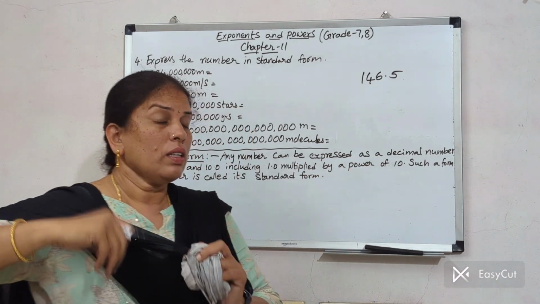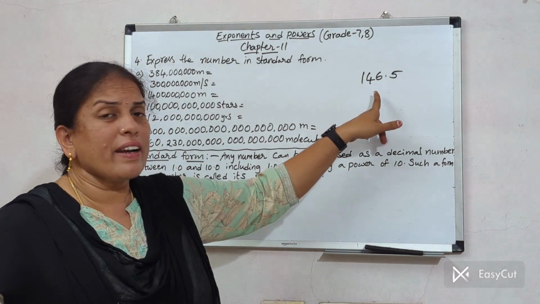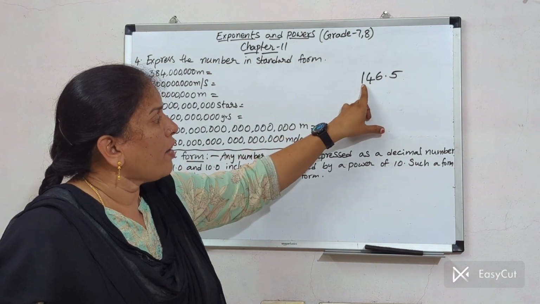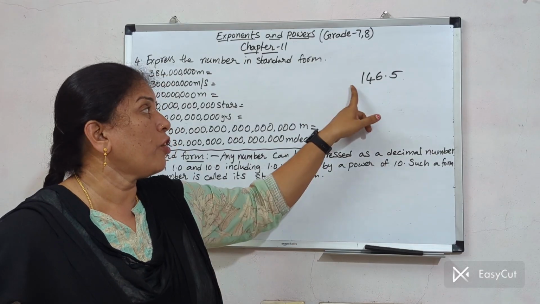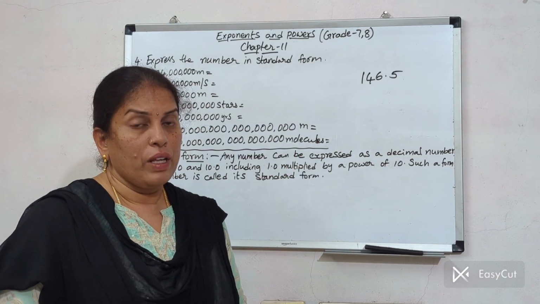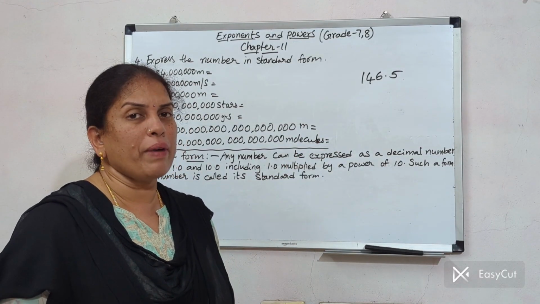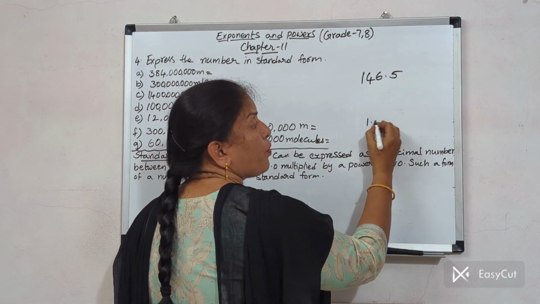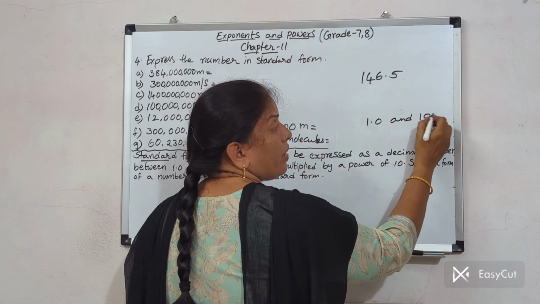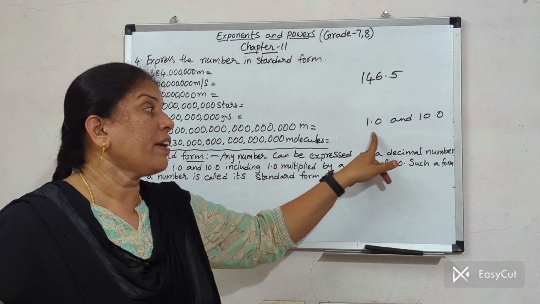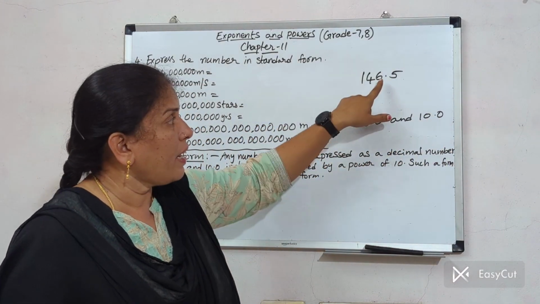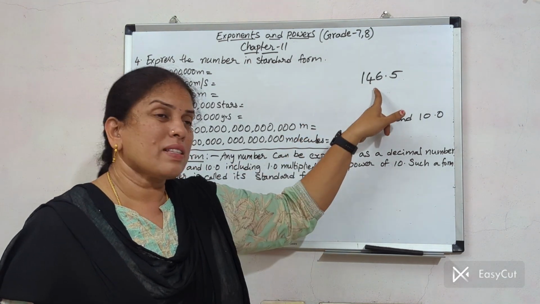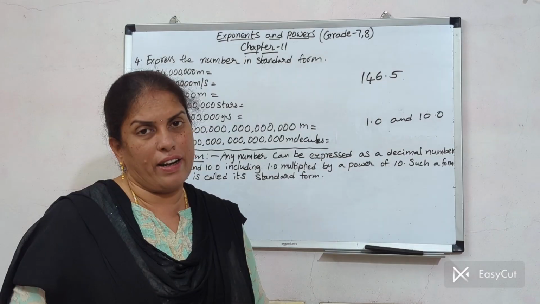146.5. See here, is this the standard form? No. Why? Because before the point, 146 is there. What I told, standard form is, before the decimal point, you must write a number between 1.0 and 10.0 only. Between 1 and 10 only the number must be. But here before the decimal point, 146 is there. Is this the standard form? No, it is not a standard form.